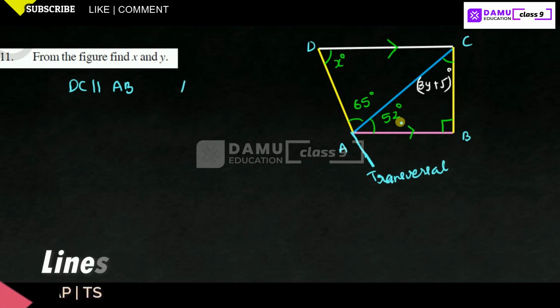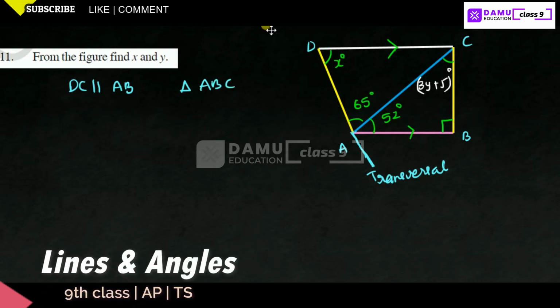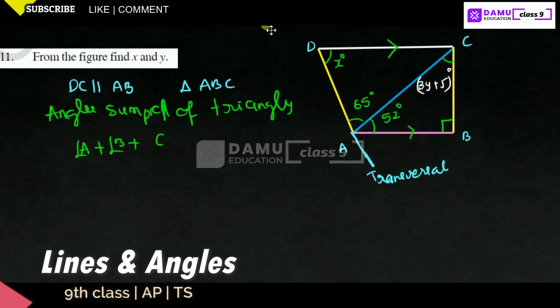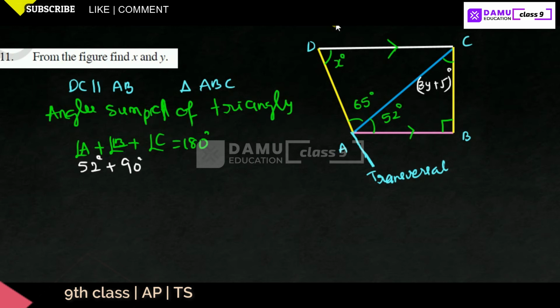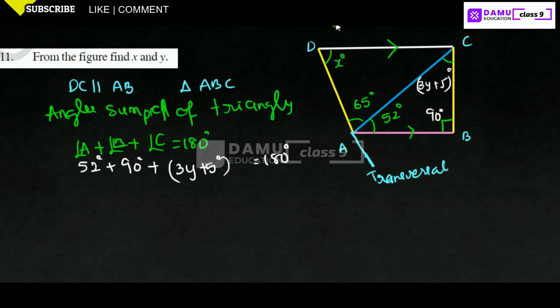Now from triangle ABC, by the angle sum property of triangles, angle A plus angle B plus angle C will be equal to 180 degrees. Angle A is 52 degrees and angle B is 90 degrees, and angle C will be equal to 3y plus 5 degrees. That will be equal to 180 degrees. So 52 plus 90, that is 142 degrees, plus 3y plus 5 will be equal to 180 degrees.